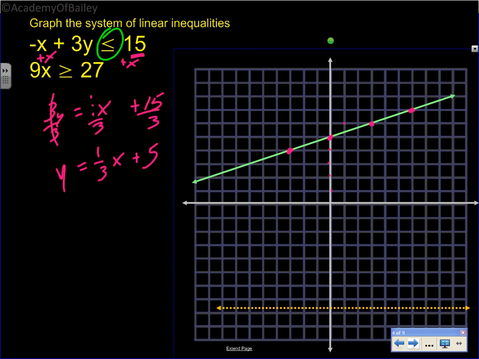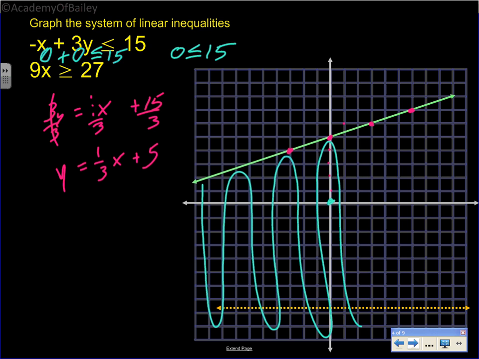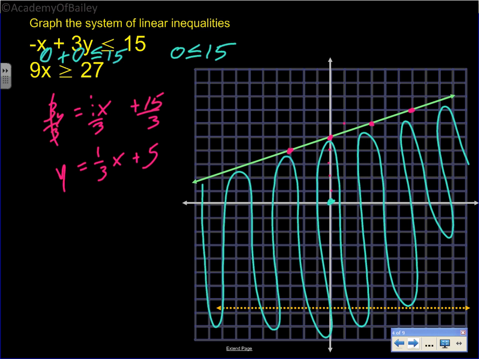Now we need to know which side of the line to shade. Can we pick a test point? I'm going with 0, 0. You can pick any point that's not on the line, but I always go 0, 0 because negative 0 is 0, plus 3 times 0, which is 0. Is that less than or equal to 15? 0 plus 0 is 0. So less than or equal to 15? Yeah, that's true. So it's everything below the line, because 0, 0, that test point, was below the line.